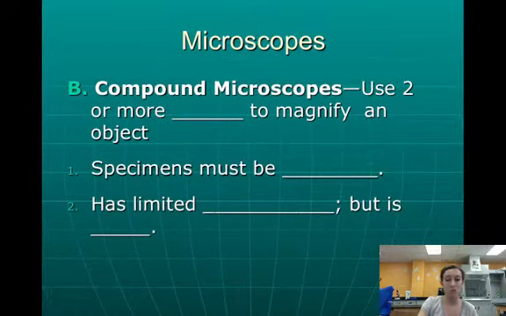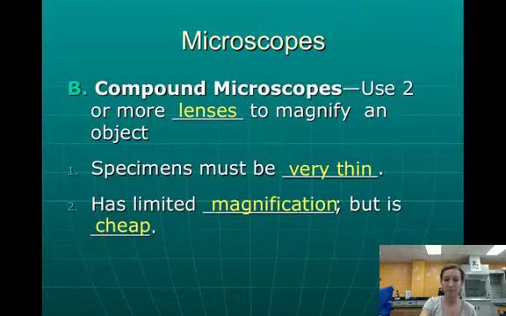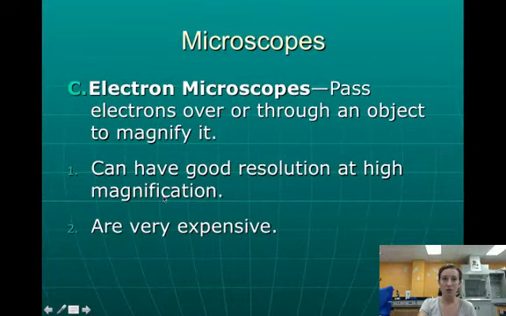The microscopes that we use in class are compound microscopes. They use 2 or more lenses to magnify an object. The specimens must be very thin so that we can see them on the microscopes. It has limited magnification, but they are pretty cheap. They are cheap enough that the school can buy microscopes for us to use.